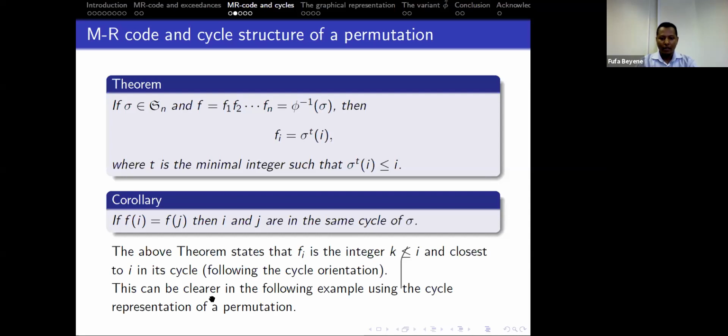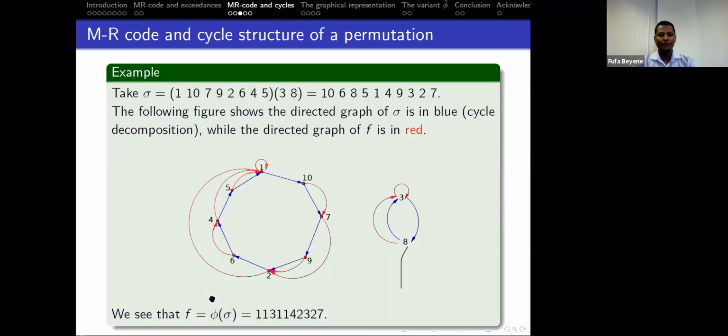This can be explained better in the following example. So take sigma in its cycle representation here, and in its word form here. The blue one in this graph represents sigma, and the red one represents the corresponding subexceedant function f. So we have 1 to 10, 10 to 7, 7 to 9, 9 to 2, 2 to 6, 6 to 4, 4 to 5, and 5 back to 1. Again, 3 goes to 8, and 8 goes to 3 in sigma.